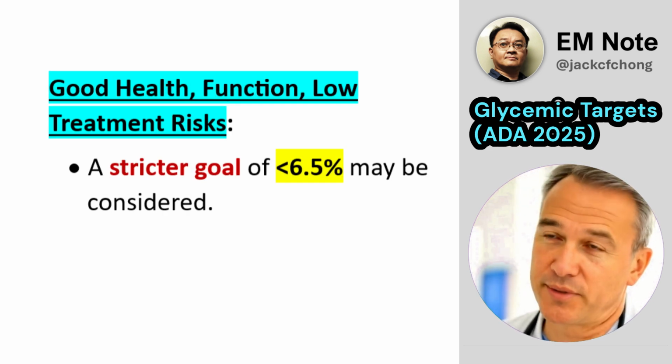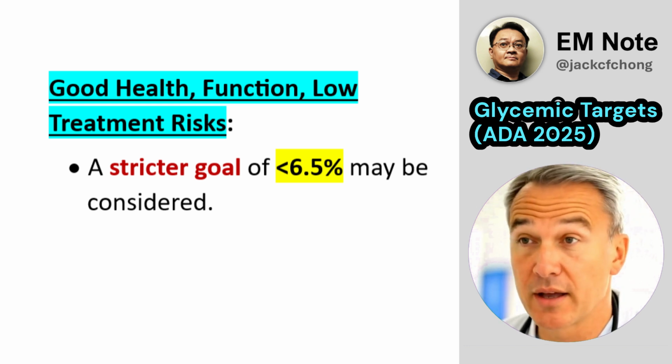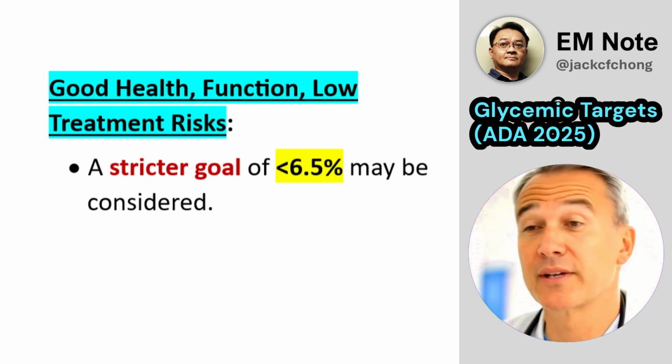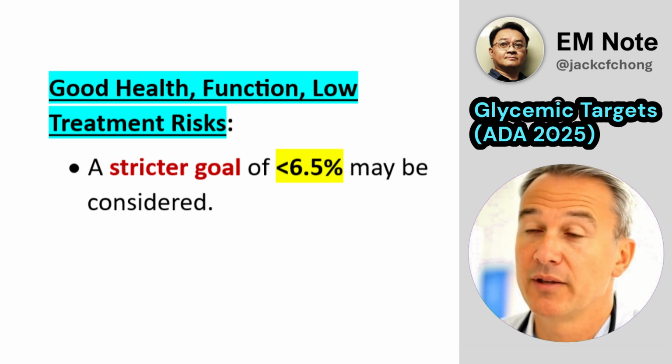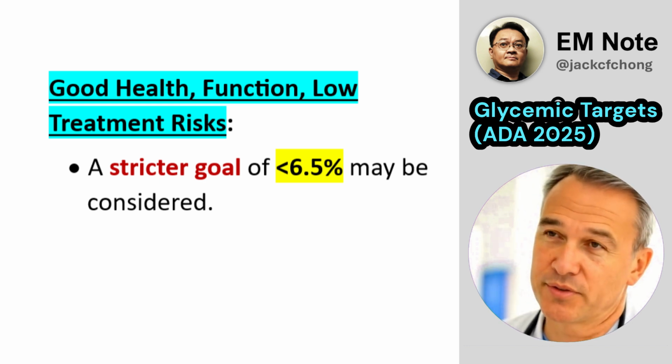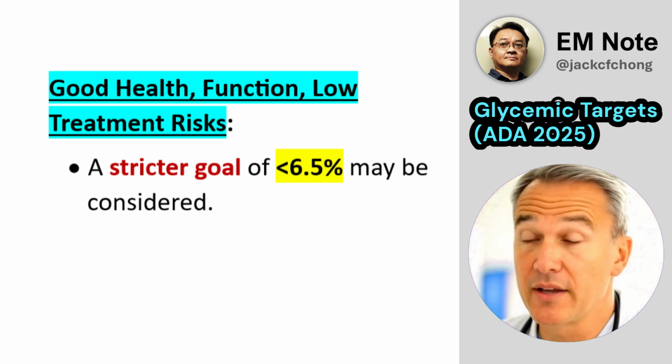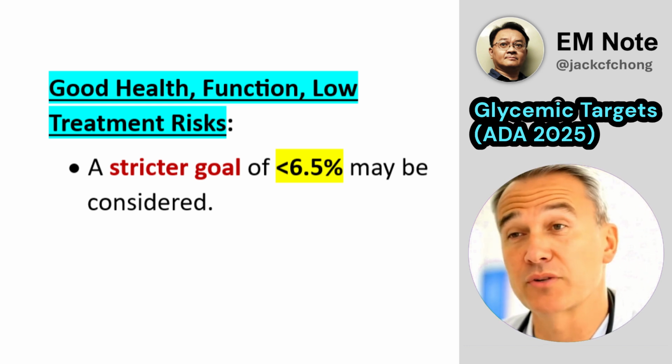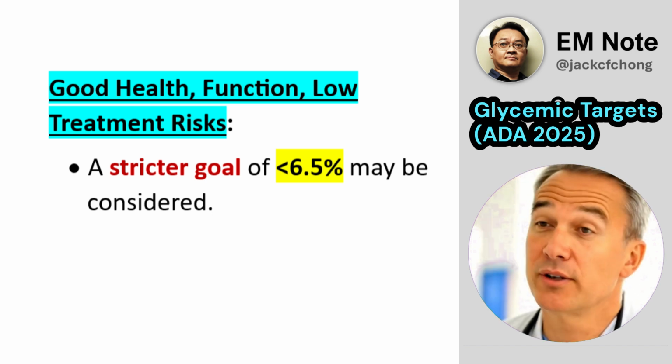In certain adults who are in good health, have good functional status, and where the risks and burdens of treatment are low, a more stringent HbA1c goal may be considered. For this specific group, a target of less than 6.5% is sometimes appropriate. This lower target is pursued when it can be safely achieved.